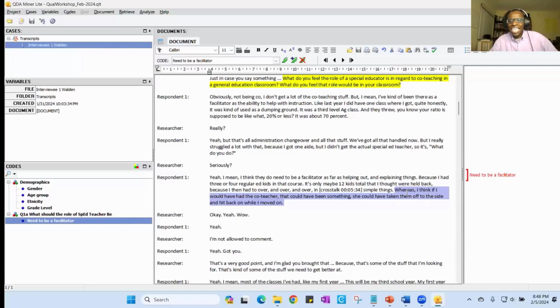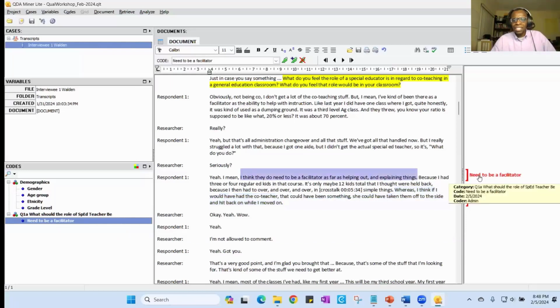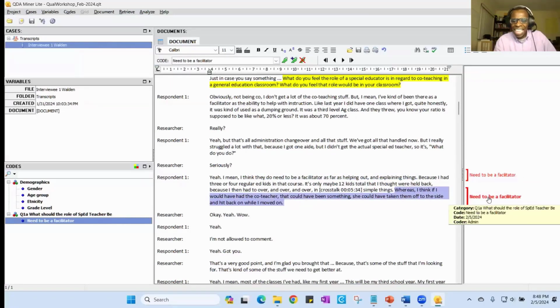So this is a continuation of that first thought. What I'm going to do is, since it's already here, I'm going to double click it. Now the software has added that to that code. So now we've got this in the code as need facilitator, need to be a facilitator, and that under need to be a facilitator. So it's combining those two statements under one code.